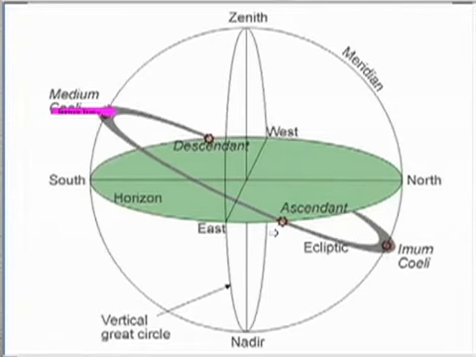There's a part of the ecliptic that is ascending over the horizon. And guess what that's called? The ascendant. And there's another part of the ecliptic that's descending over the horizon, and that's called the descendant.